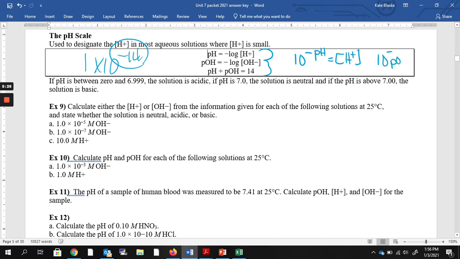So 10 to the negative pH equals your H plus concentration, or 10 to the negative pOH equals your OH minus concentration. So these two equations are not on your equation sheet, but they should be.